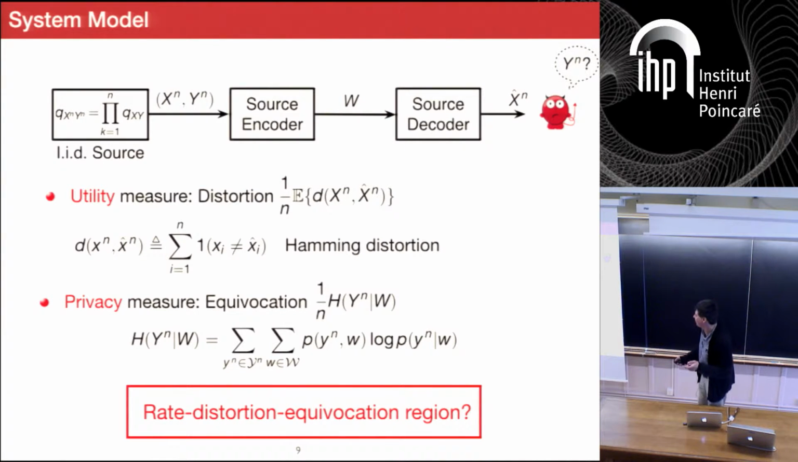So, okay, what we want is to look at the rate distortion equivocation region here. Again, that's what Yamamoto did, and we just want to iterate his results. So what is the best trade-off between the communication rate, or the compression rate here, for the W? Again, recall the W has nR bits, the utility measure, and the privacy measure. What is the best possible trade-off?